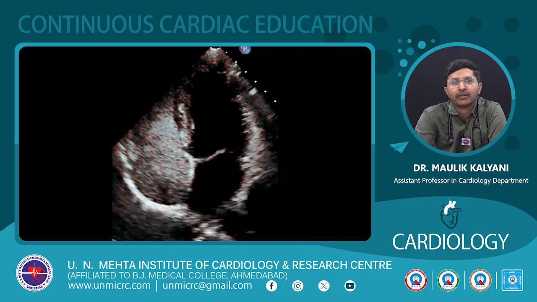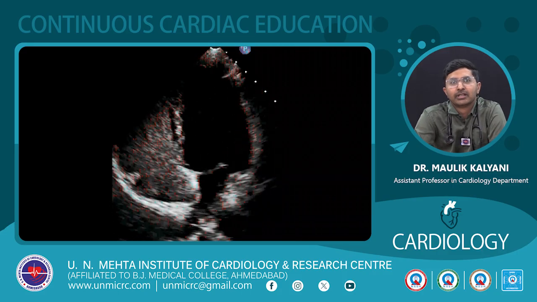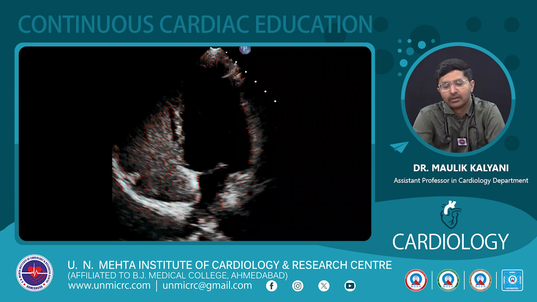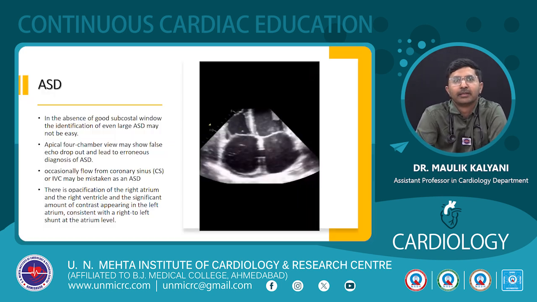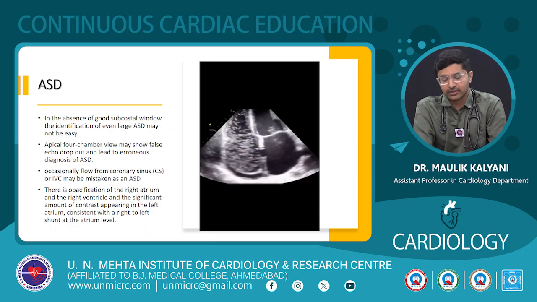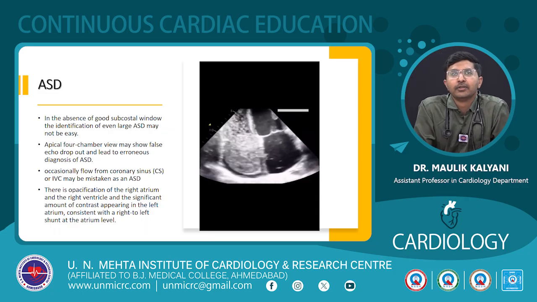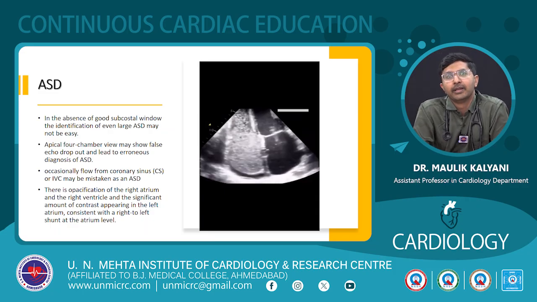So this is the same echo, and it suggests there is no shunt, but the interatrial septum is very floppy, and it also looks like there might be some atrial septal defect. So in the diagnosis of ASD, generally when we do the apical 4-chamber view, there will be IS dropout in many cases. Why does this happen?